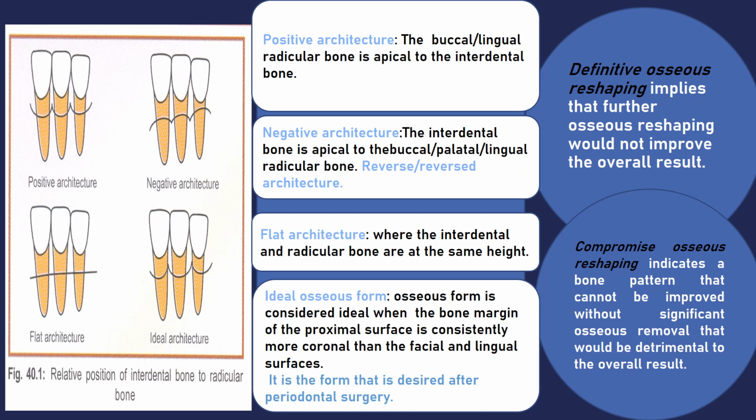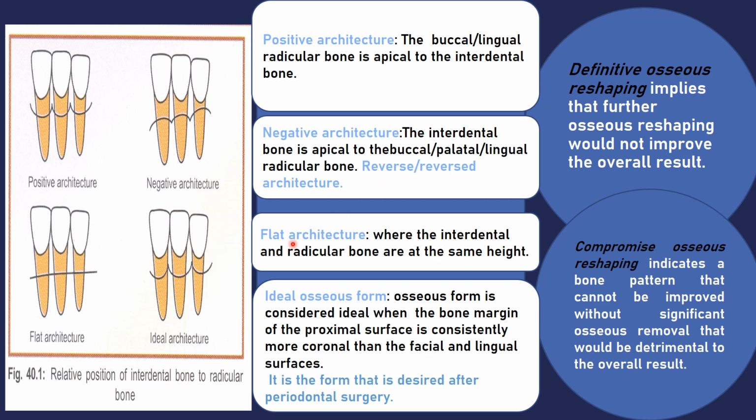So coming to the different morphologically descriptive terms, you can see positive architecture, negative architecture, flat architecture, and ideal osseous form. These diagrams are showing them. The first one is the positive architecture, where the buccal and lingual radicular bone will be more apical than the interradicular bone. What is negative architecture? Negative architecture is where the interdental bone will be more apical to the buccal, palatal or lingual radicular bone. This is also called reverse architecture. Okay, the other one is positive, this is negative.